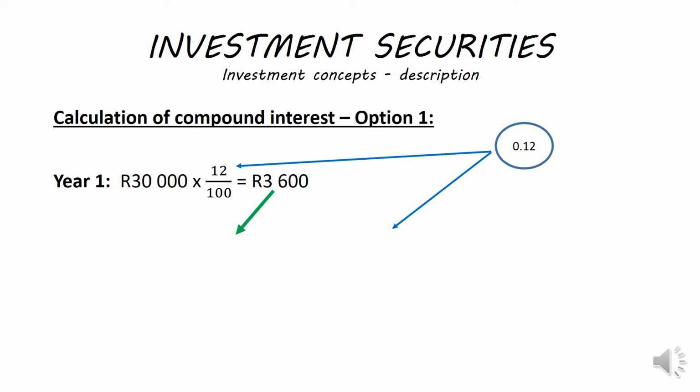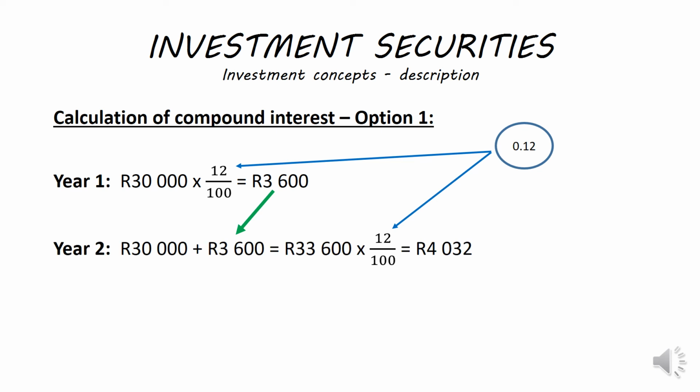So P times R times T. The principal amount is 30,000 Rand. The interest rate was 12%, so 12 over 100 or 0.12, not 12. And if we're just doing it for the first year, it is times 1. I didn't put it in here because it's times 1. That is going to give you 3,600. Because it is the first year, interest hasn't compounded yet. It's the first year that we are earning interest for, so we calculate simple interest. In the first year, she will get 3,600 Rand.